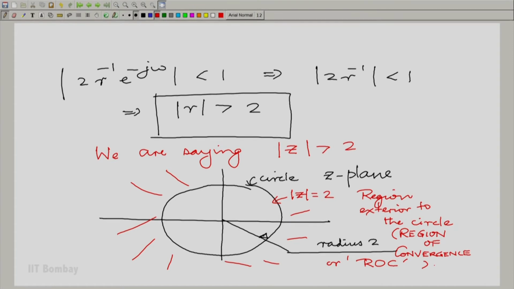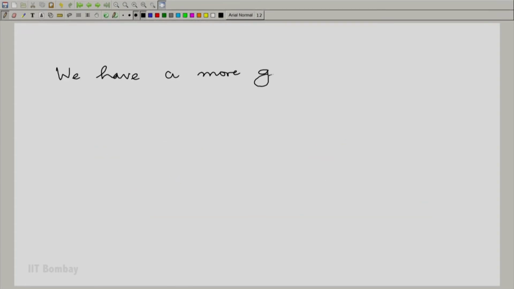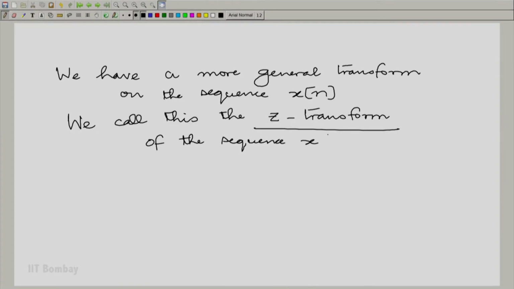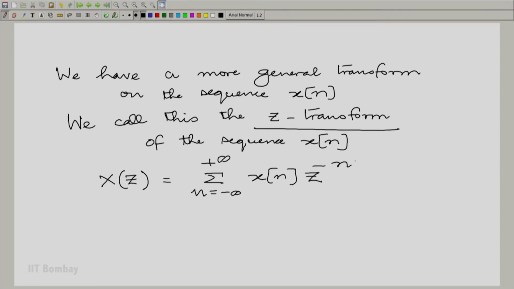And now we will say that we have a more general transform. We call this the Z transform. So, it is the Z transform of the sequence xn, and of course, to keep some consistency with our earlier notation, we shall write capital X as a function of z, being summation over all integer n, xn times z raised to the power minus n. This is called the Z transform of the sequence xn.